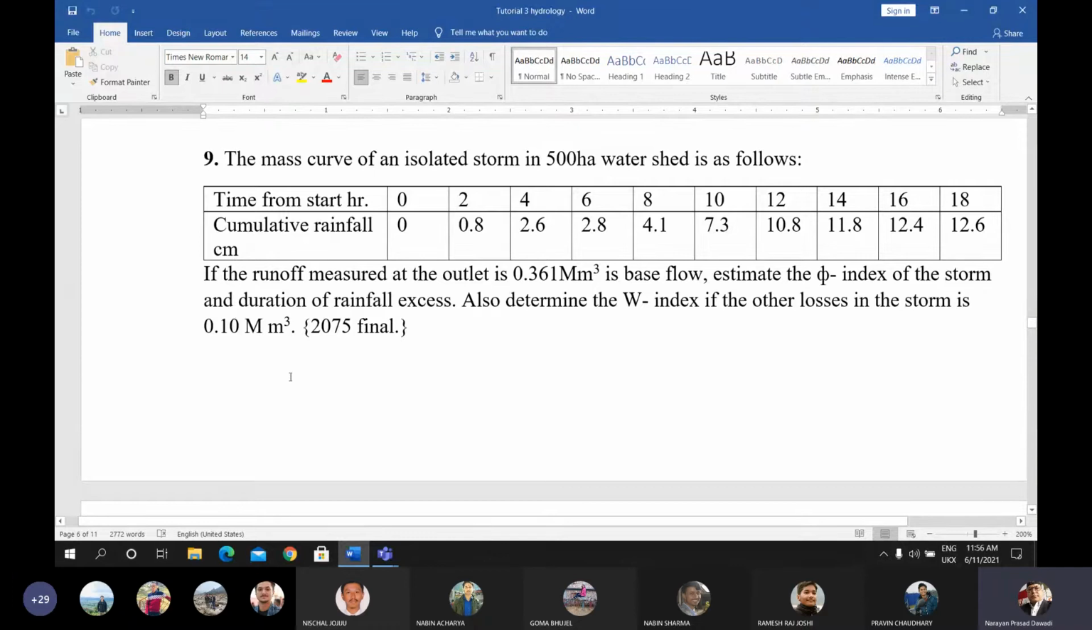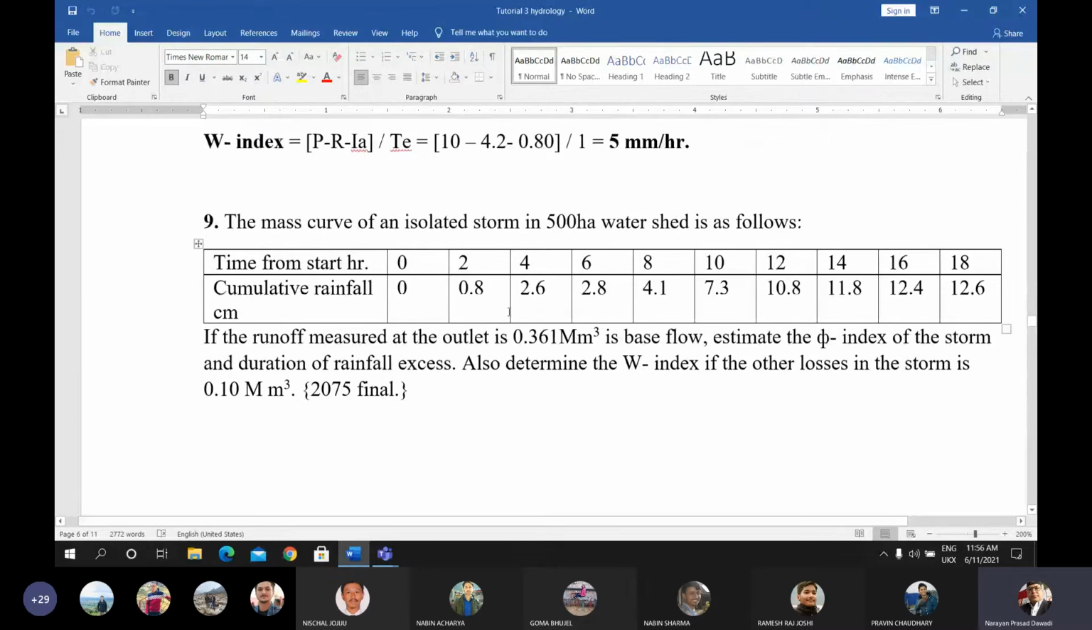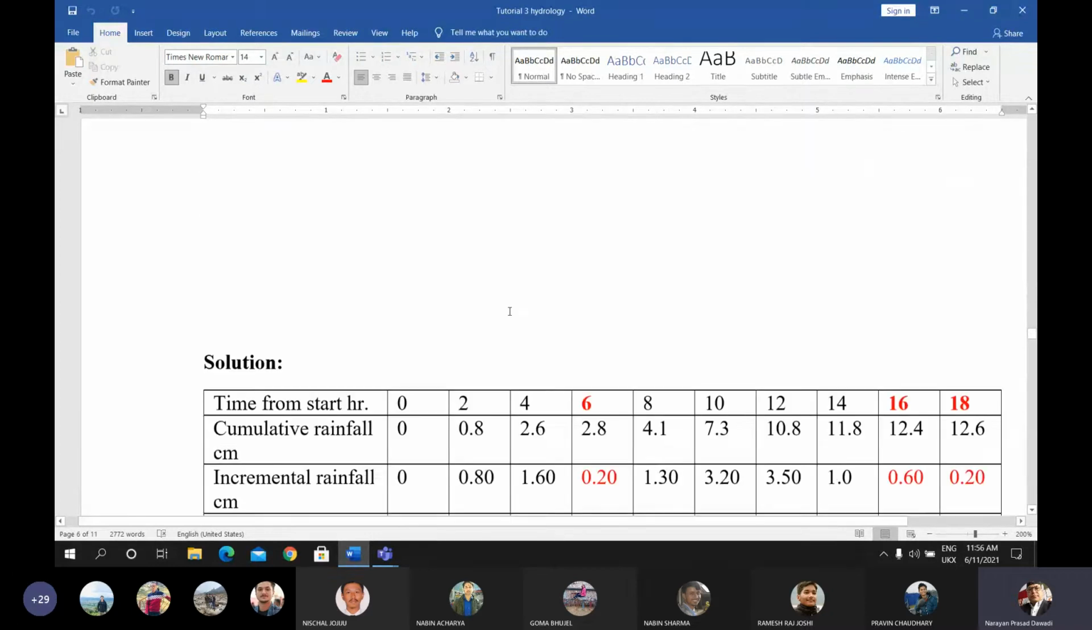This is the question which was asked in the BS final of 2075. This question was asked at that period. Now, according to this question, I did the solution.